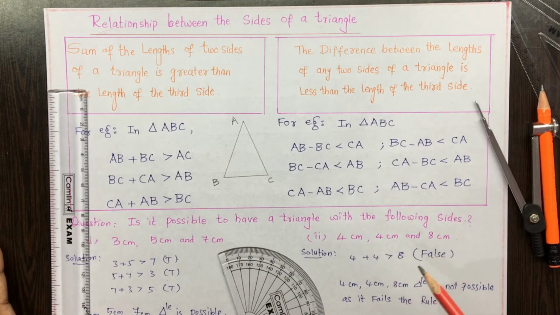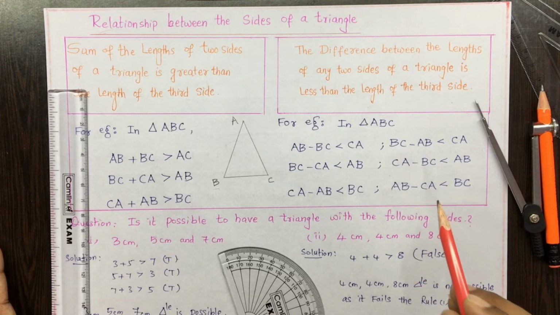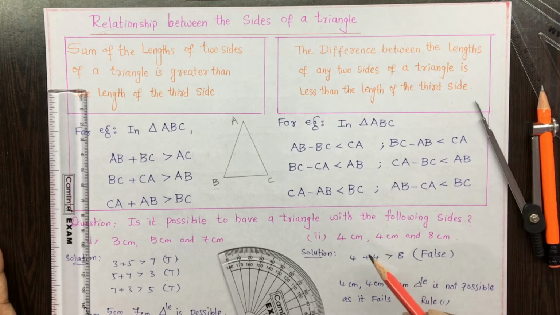If you take the difference also, everything must be satisfied. The sum must be greater than the third side and the difference, if you are taking it, must be less than the third side. So, here in the second case we can say this triangle cannot be constructed.